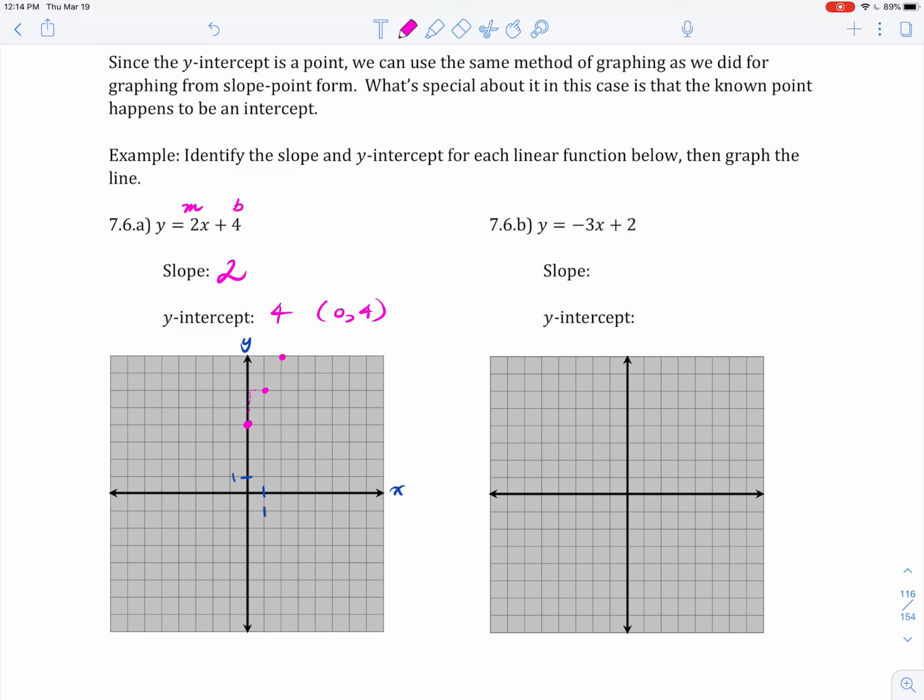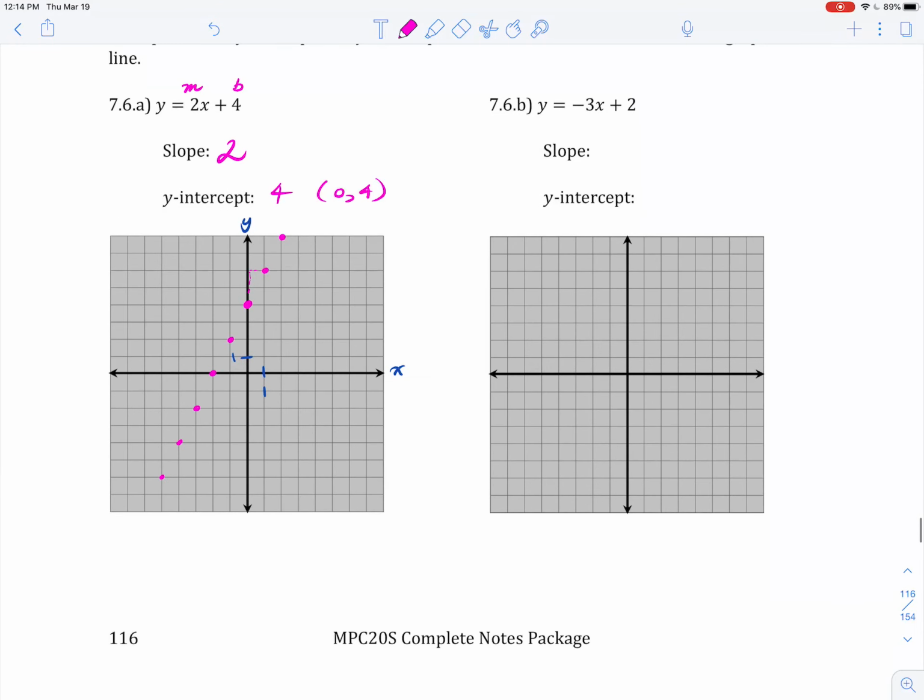Then since the slope is 2, we proceed from here just as we do in point-slope form. We use the slope to get to a next point, up 2 over 1, up 2 over 1, and then continue the pattern in the same direction. This is old hat, as some might say, for us now.